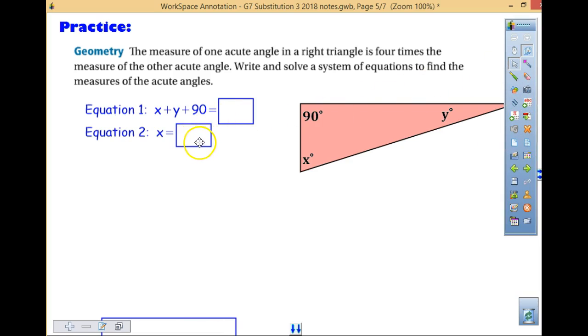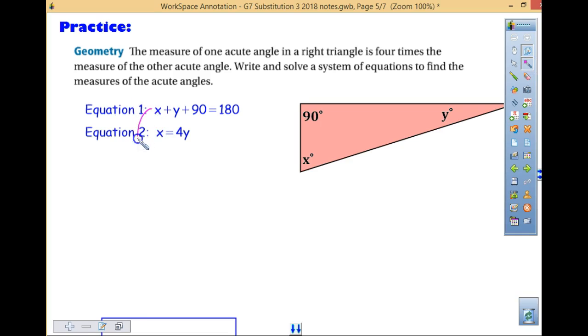So in equation 2, if one angle is 4 times the other one, that means that x is going to have to be equal to 4y. This is my smaller angle, right? So x equals 4y. Some of you aren't writing that, please write that down. What do you know all 3 angles in a triangle sum to? 180. So x plus y plus 90 equals 180. And we know x equals 4y.